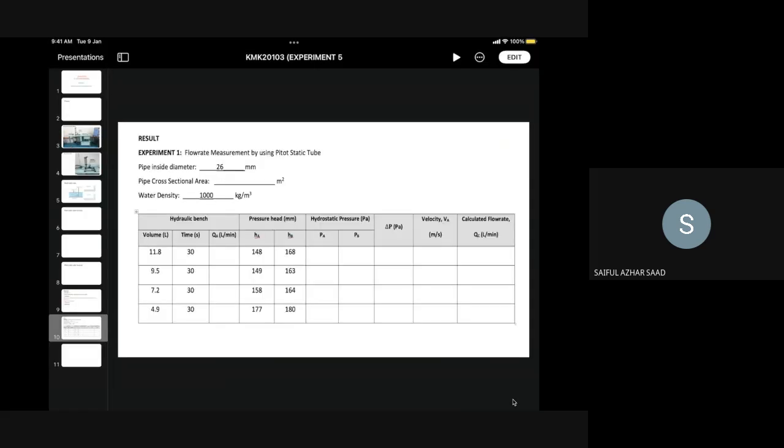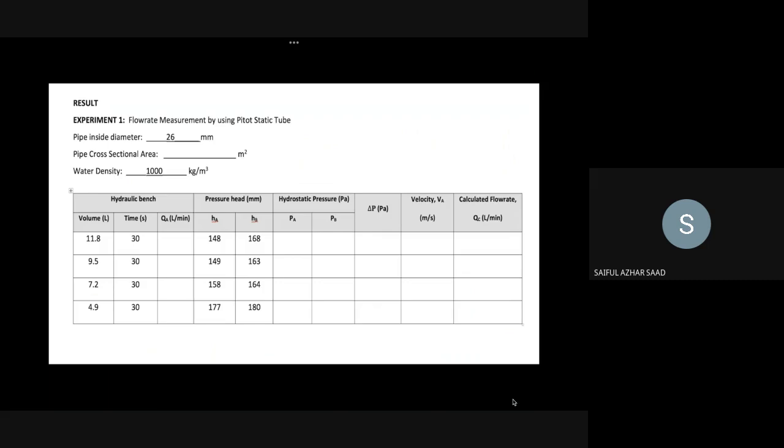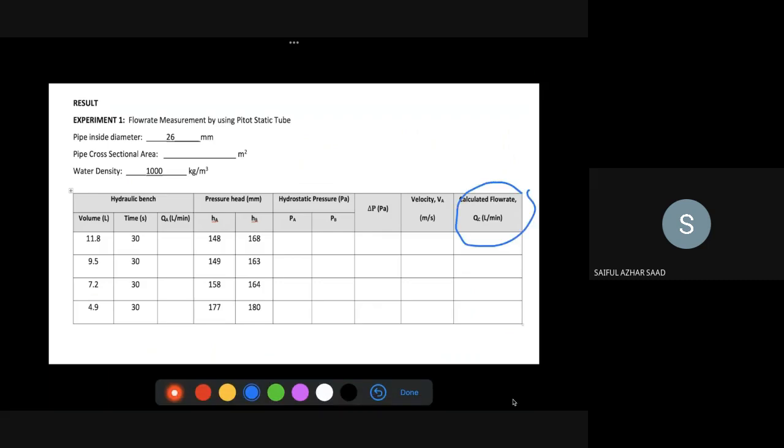If you notice, the calculated flow rate here, they want it in the unit of liters per minute. So you have to do the unit conversion to get the flow rate. The reason we use liters per minute here is that usually the units are liters per minute. You cannot compare if one is in liters per minute and another is in liters per second. It's very difficult, of course, to compare. So we have to make sure that the flow rates are in the same unit.